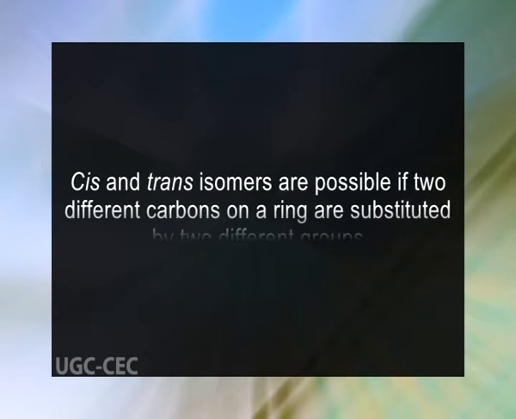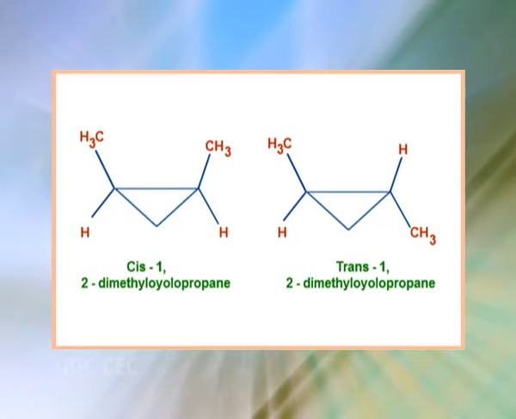Now, coming to geometrical isomerism of ring compounds. The presence of a ring, like a double bond, restricts free rotation. A cycloalkane has two distinct faces. Cis and trans isomers are possible if two different carbons on a ring are substituted by two different groups. If the two substituents point towards the same face, they are cis, and substituents facing opposite faces are called trans. This applies to rings of any size and not just cyclopropanes.